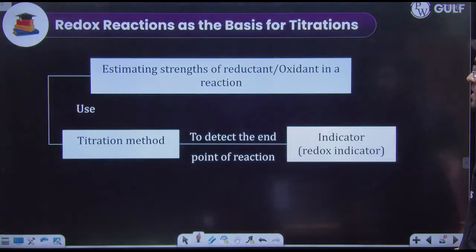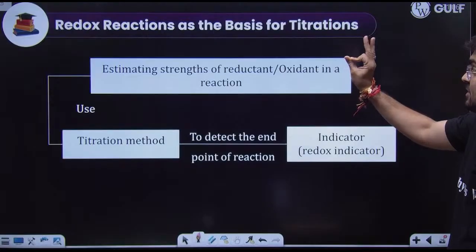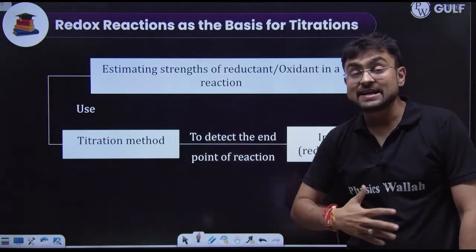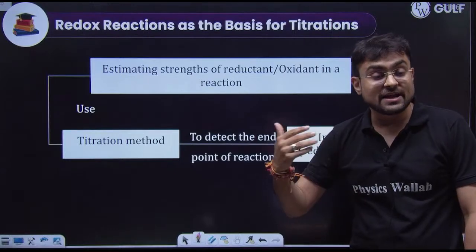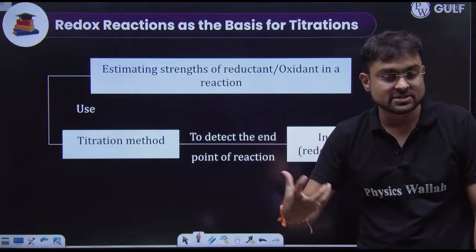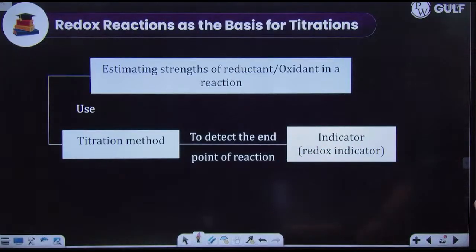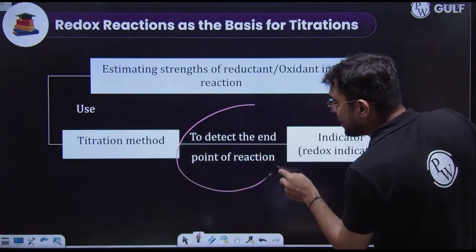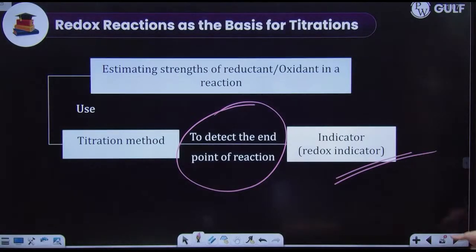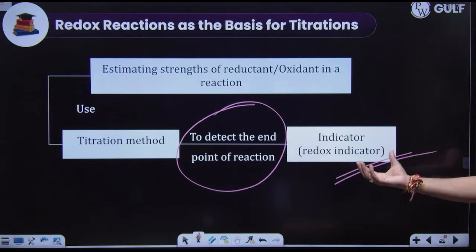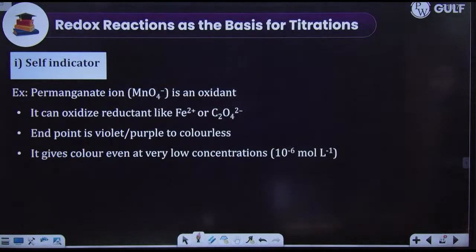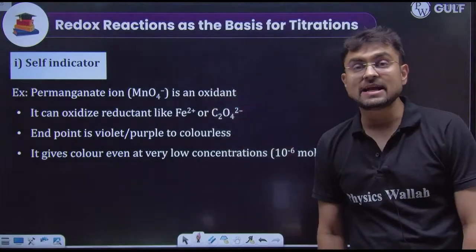So now redox reactions are very important for titration. Why? Because in redox reactions, the indicators that we use get oxidized or reduced in order to show their effectiveness, in order to show their color. So basically, to detect the end point of the reaction, we need redox indicators, which means the indicators we are using are actually redox indicators. They have the capacity to oxidize or get reduced. Now let's talk about the first thing, that is self indicator.